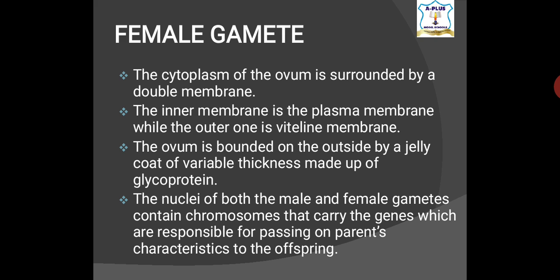The nuclei of both male and female gametes contain chromosomes that carry the genes which are responsible for passing on parent characters to the offspring. So this is where the resemblance comes in when a father or a mother gives birth to a child, and you are seeing a kind of reflection of the parent on the child, maybe the way they behave, maybe the way they do things.